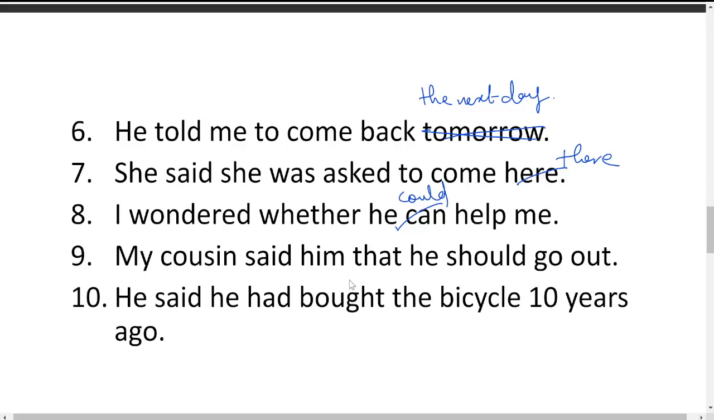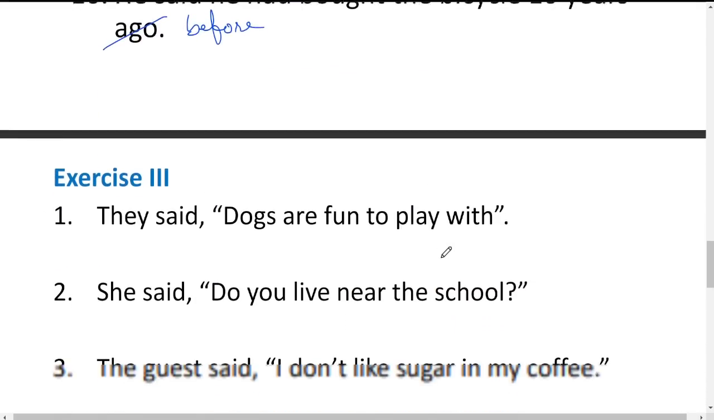Next, my cousin said him. Can you use said him? Again, speaker and listener case. What do you need here? Told him. Next, he said he had brought the bicycle 10 years ago. In the indirect speech, ago cannot be used. We have to use before. Okay, right? So these are the sentences which you can change into proper ones.